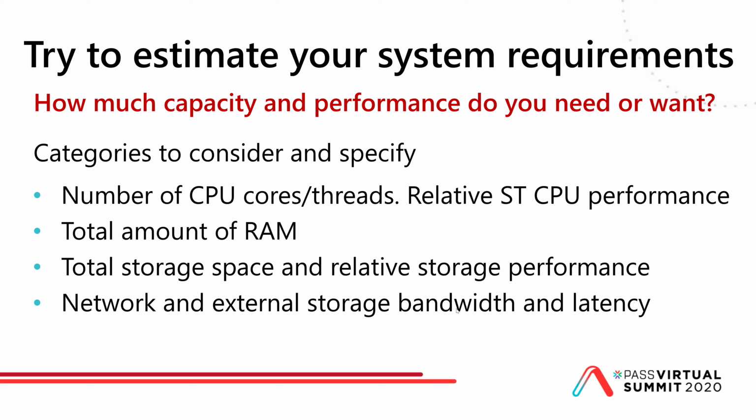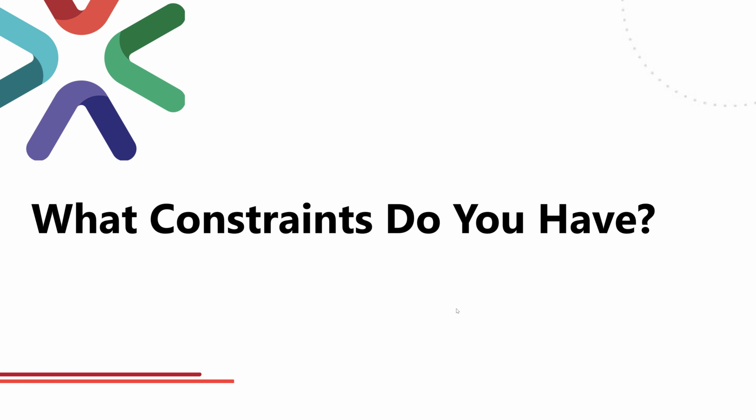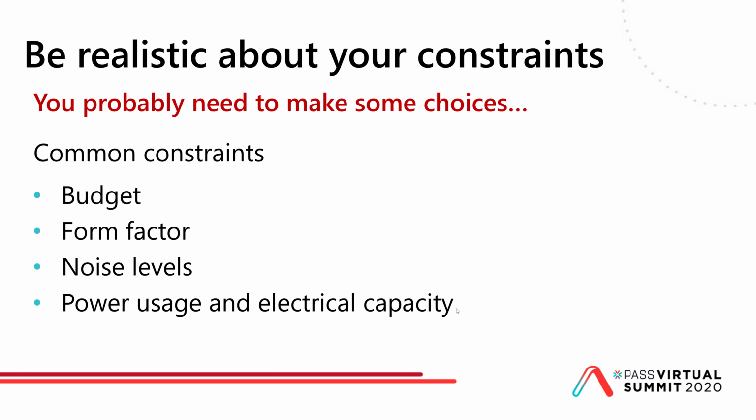So things along this line is what you also need to think about as you're thinking about what kind of system that you want to build here. What constraints do you have on this lab? So for example, you need to be realistic about what constraints you have in place because you probably have to make some choices. Common constraints you might have is your budget.